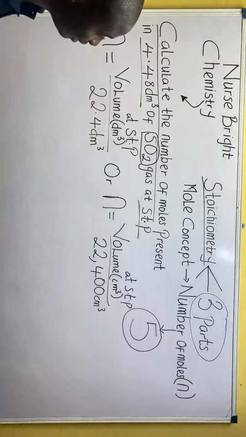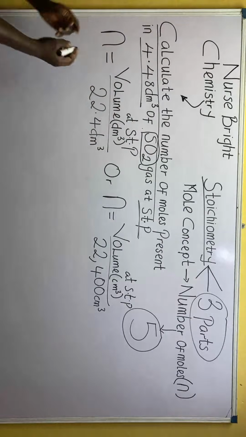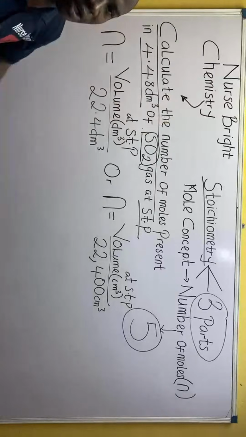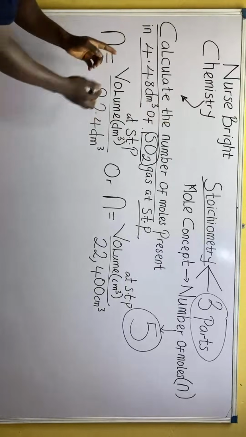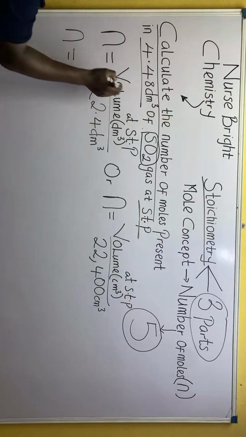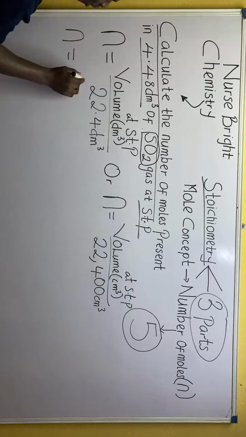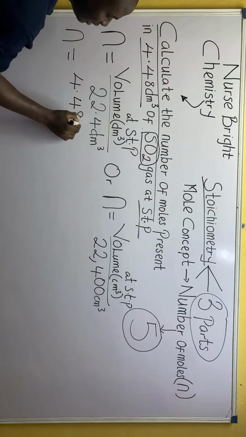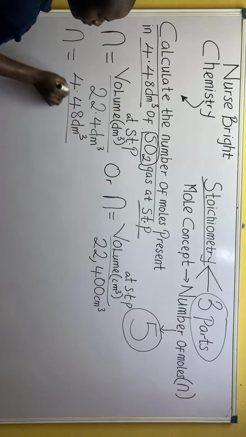So moving further, guys. So which of them are we going to use to solve this question here? It is the first, because volume was expressed in dm cube. So we're going to use this. So number of moles now is volume. What's the volume? 4.48 dm cube. That's my volume.